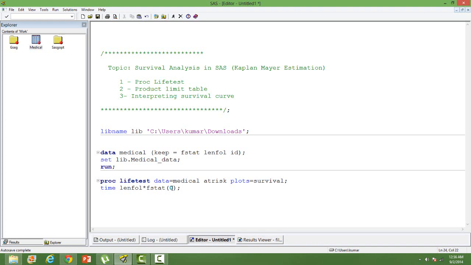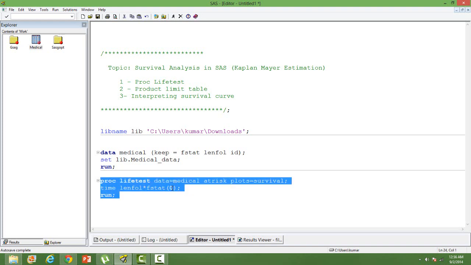What is the event in this case? It's death. If FSTAT is 1, then the patient has died within the study period. If the status is 0, it hasn't died, or it's a censored case. We have no clue what is happening with that patient after the study period. And then run. Let us run this.